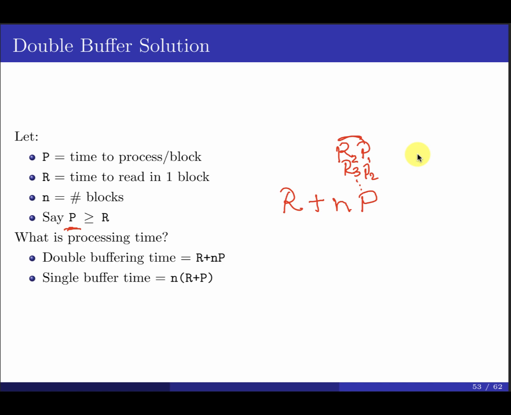So compared to n multiplied by R plus P, you see that using double buffer is going to be much faster, or more efficient, than using the single buffer.